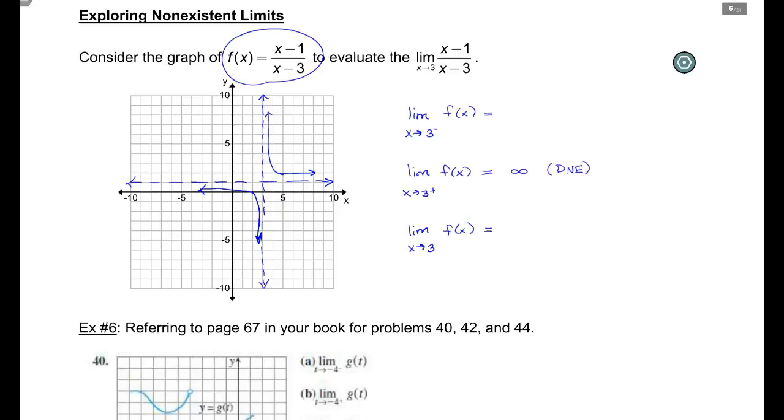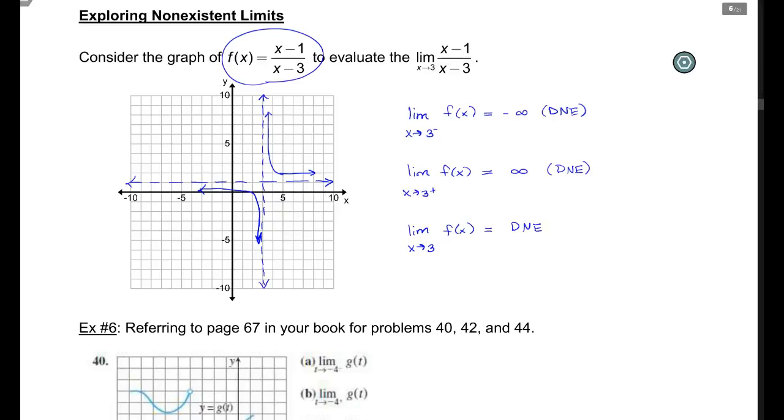Okay, so this from the left would be negative infinity, or does not exist, because it's, again, not a real number. And so the limit, now clearly these not only do not exist, but they also don't match up. So we would just say does not exist. That's the only choice for that one.